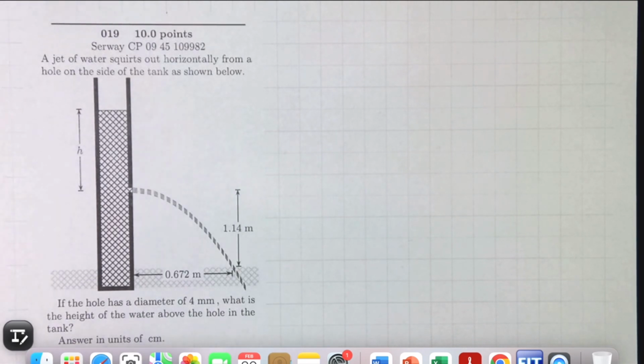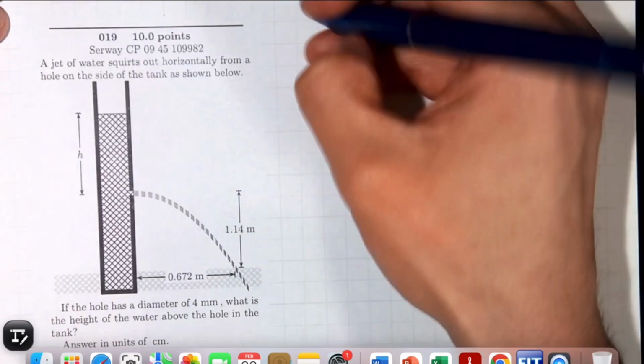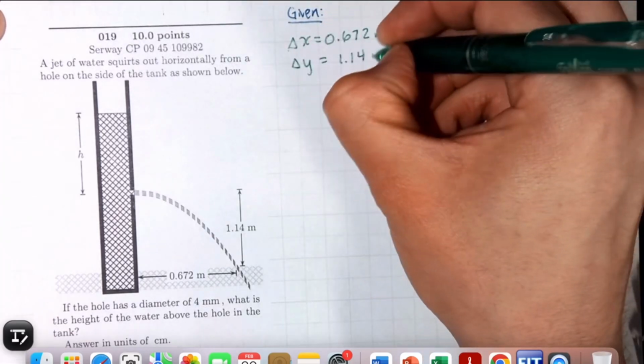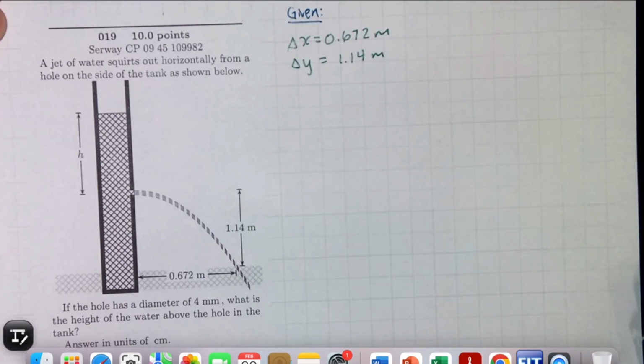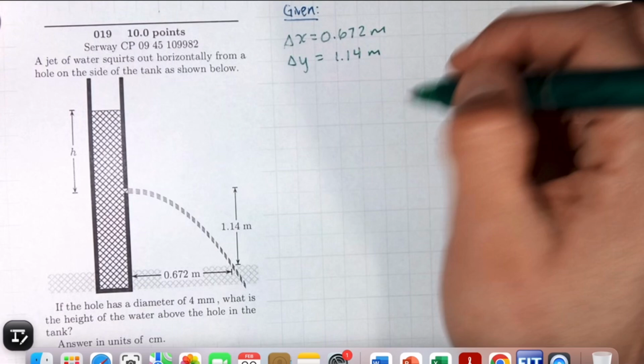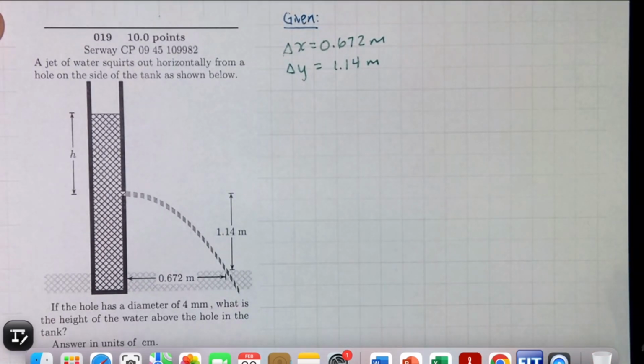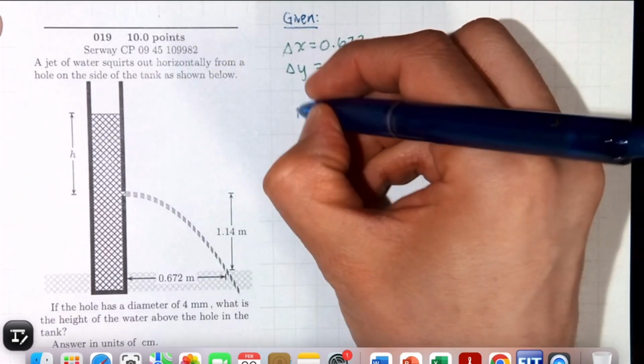Let's begin by writing down our given. And that's all I have. I changed color because I'm going to use green for kinematics, and I'm going to use blue for fluids. All right, so what can we do here? We can apply Bernoulli's principle. Let me write down Bernoulli's principle.